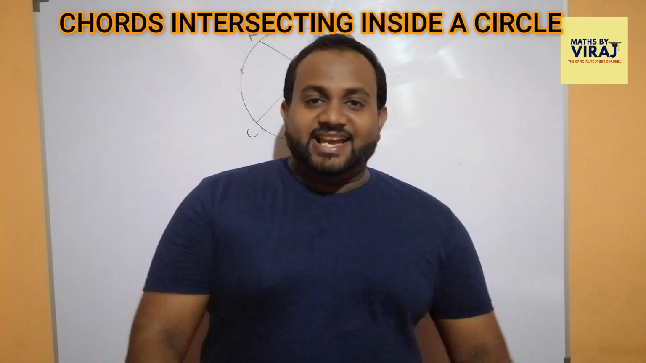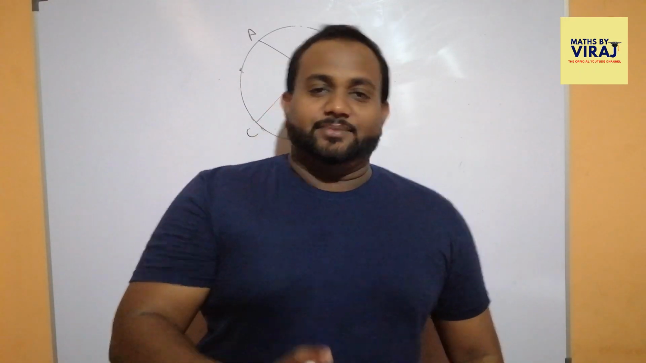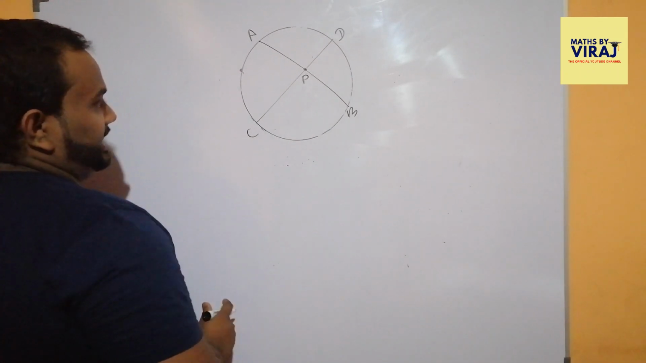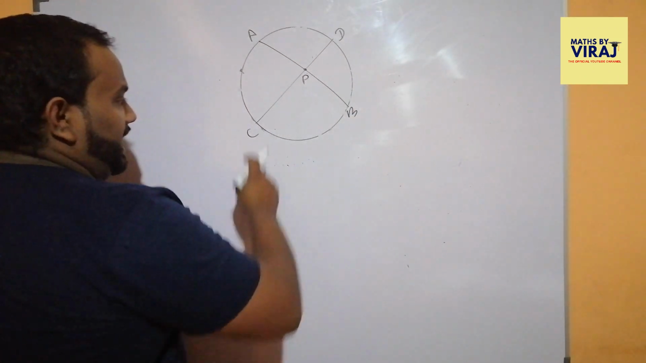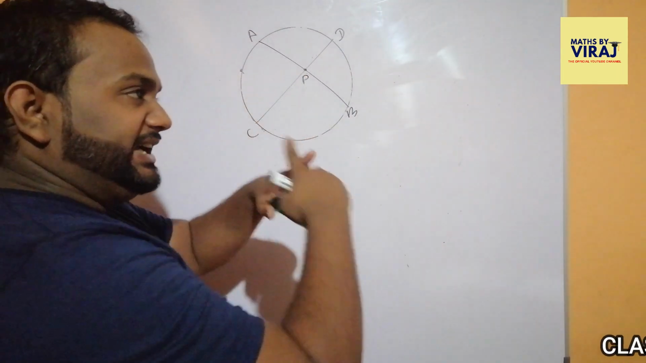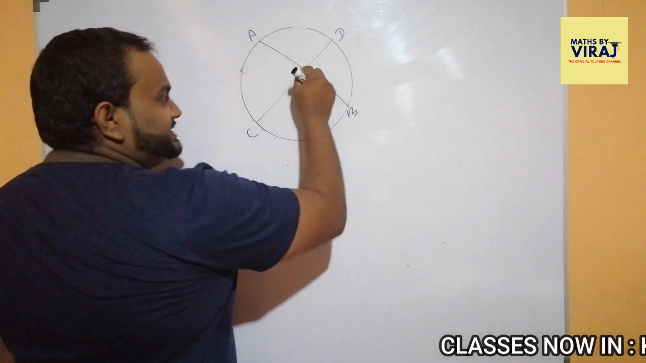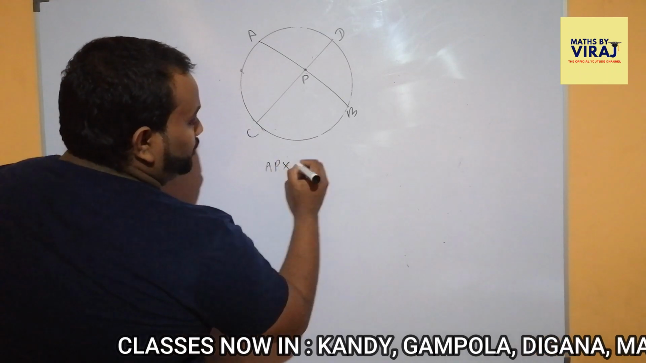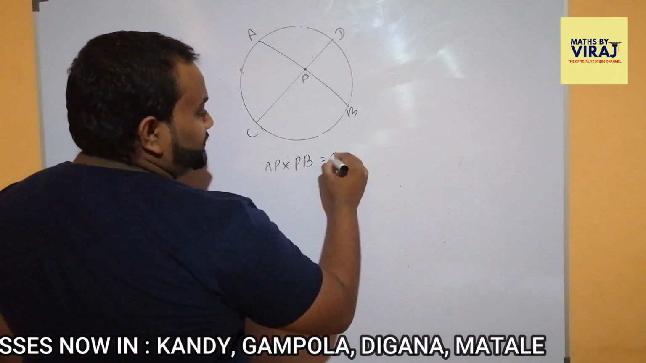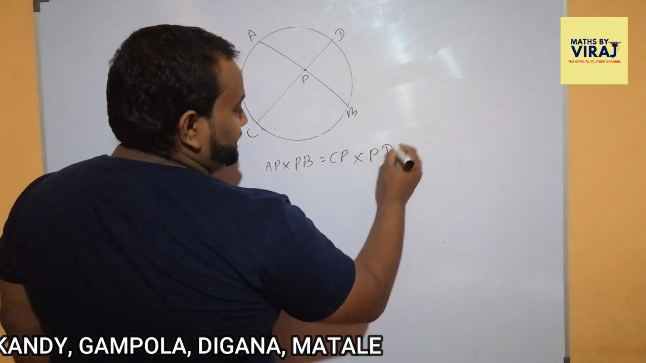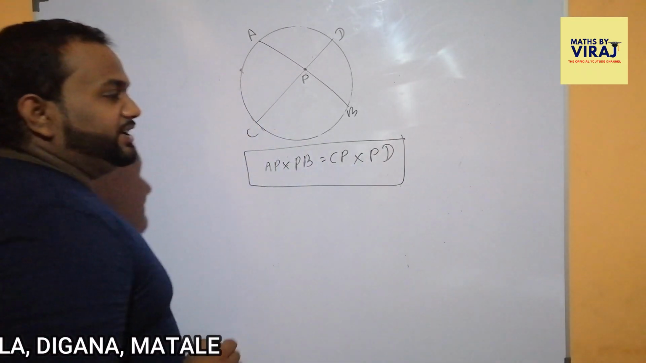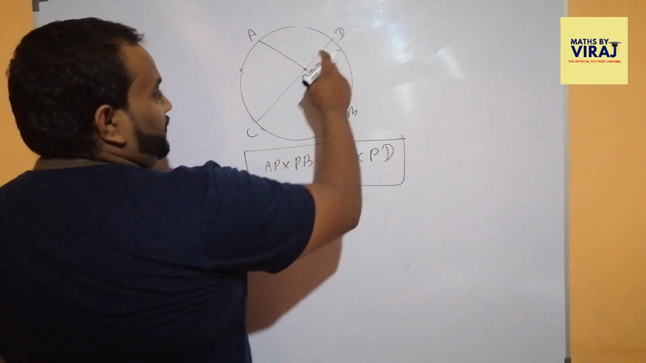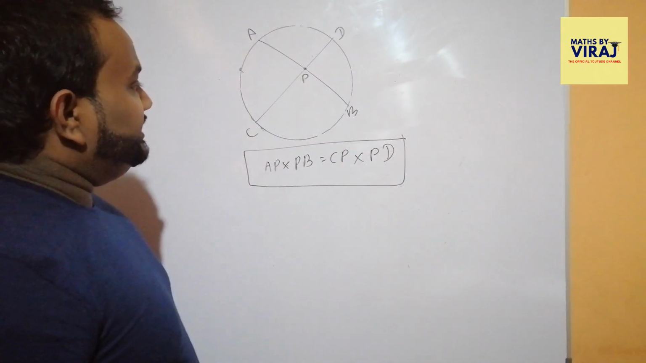Chords intersecting inside a circle. This is a pretty easy theorem. Let's see. Now, how many chords do I have? I have two chords, namely the chord AB and CD. These two chords intersect at a single point, which is P. Therefore, I can say AP into PB is equal to CP into PD. This equation will literally give you all the answers and the values of the chords that are within the circle.